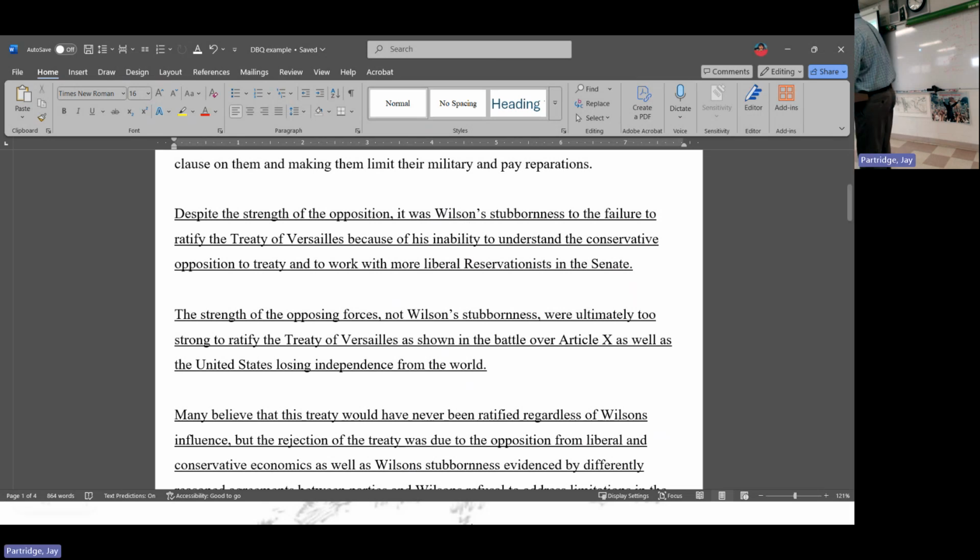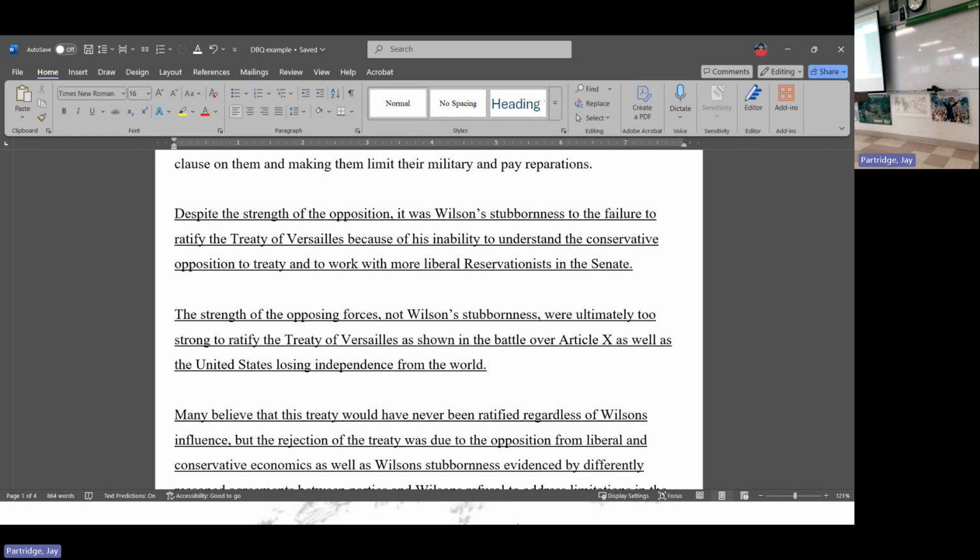You could read that. Despite the strength of the opposition, it was Wilson's stubbornness in the failure. Yeah, I copied this. Hey, that's one thing about timed essays. I liked what it said, but I left it up there the way it was typed. You're going to make little mistakes on that. Hopefully not a thesis statement like this one, but I still like the way they set it up. And I decided not to make the change. But the thing is, little mistakes like that, you're going to make. Little grammatical errors. All right, back to this.